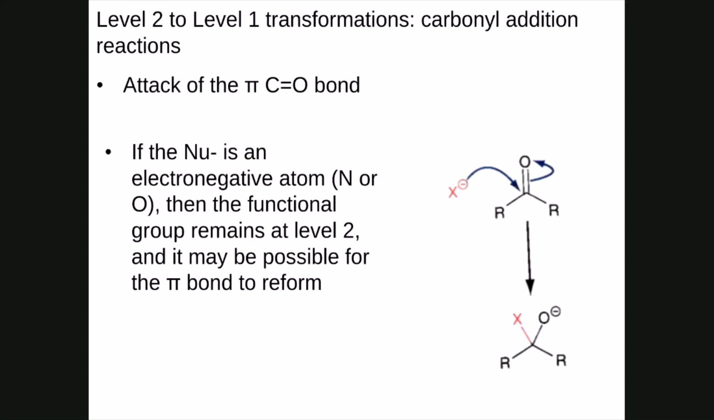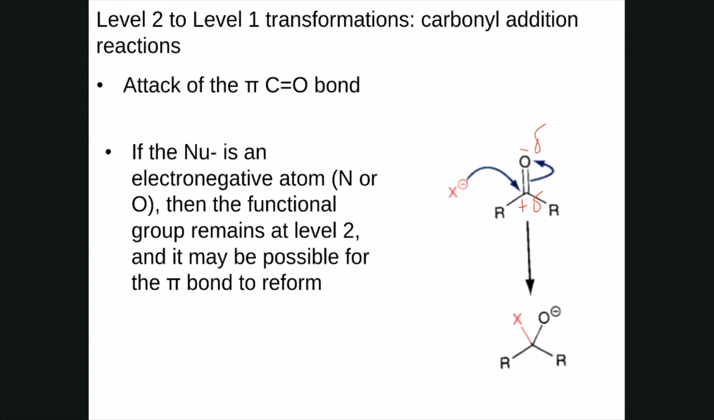Another interesting type of transformation is the carbonyl addition reactions, which move level 2 to level 1 functional groups. All these carbonyl addition reactions are based on the nucleophilic attack of the pi skeleton of the carbonyl bond. If you remember a little from your previous chemistry studies, you've got this carbon with a strong partial positive charge, and this oxygen with a strong partial negative charge, an oxygen that is capable of stabilizing a partial negative charge, but also a real negative charge if necessary.